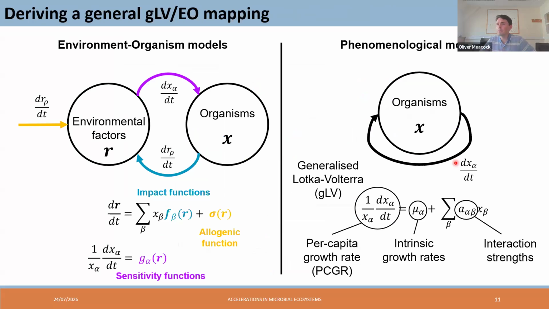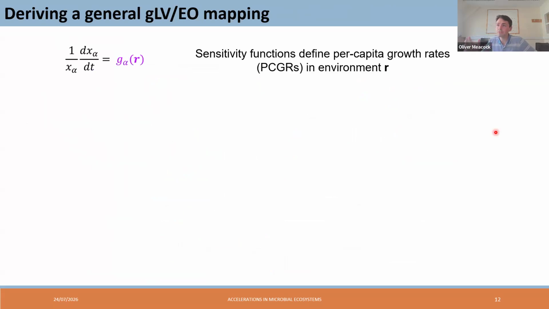So I said before that I'm going to combine these two processes together, and then that's going to give us, in some sense, an interaction, which is then going to map onto this interaction concept in the phenomenological general Lotka-Volterra model. So how does this work exactly? Well, this is just a little bit of algebra, basically. So we start off with our sensitivity functions defined over here. Just remember, this is defining the per capita growth rate as a function of the environmental state.